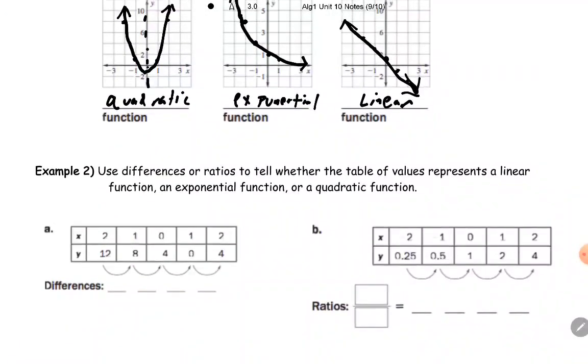Example 2, we can either use differences or ratios. So if we look at the difference, for our x values, we have -2, -1, 0, 1, 2. But if we compare our y values, our outputs, we have 12, 8, 4, 0, -4. How do I get from 12 to 8? I subtract 4. That's my difference. 8 to 4 is another -4. 4 to 0, I minus 4. 0 to -4, that's a -4. When your differences are all the same, that is a linear function.